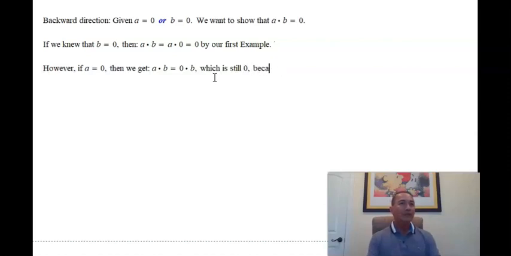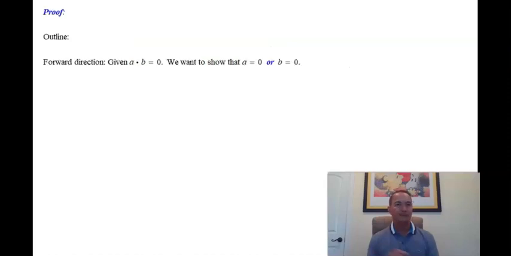Because b is any real number. So it's really not that different. Whether it's a that's 0 or b that's 0, we still get a times b is going to be 0. So it's really the forward direction, which is something new now.